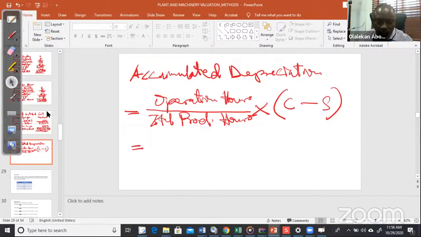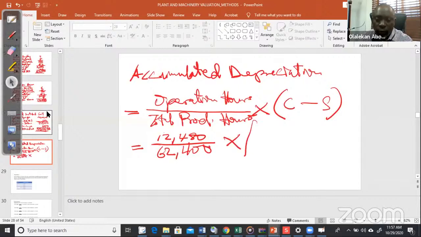So you now have what? What's our operation hour? It's not the calculated salvage value. Operation hour is 12,480. So 12,480 divided by 62,400, multiplied by the cost minus the salvage value.